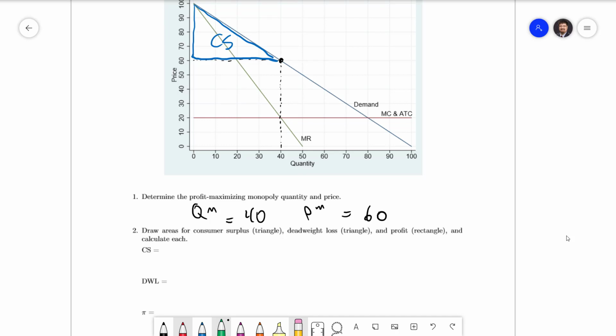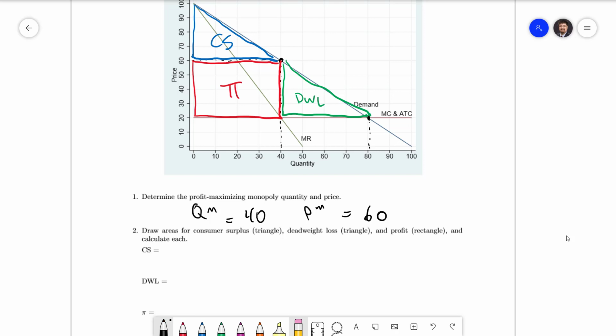Before calculating the deadweight loss, note that the socially efficient quantity is going to be 80 in this case. The deadweight loss is the amount of surplus that's lost because we are producing the lower quantity of 40 instead of the socially efficient quantity of 80. And so this triangle is going to be our deadweight loss. Profit is quantity times price minus average total cost. Price is 60, average total cost is 20, quantity is 40. We've got this box right here.